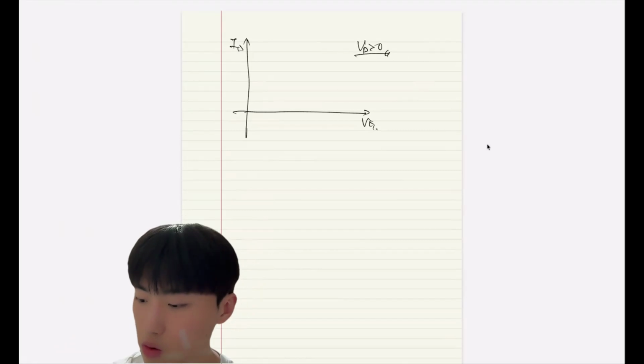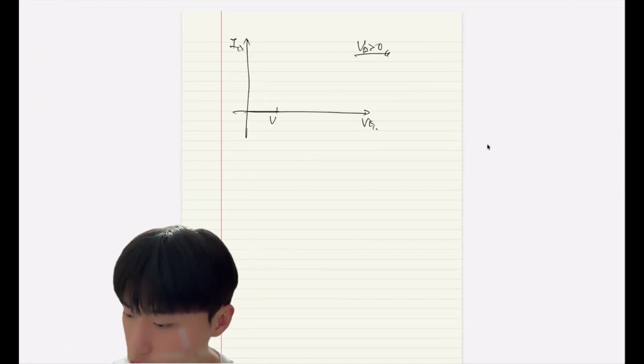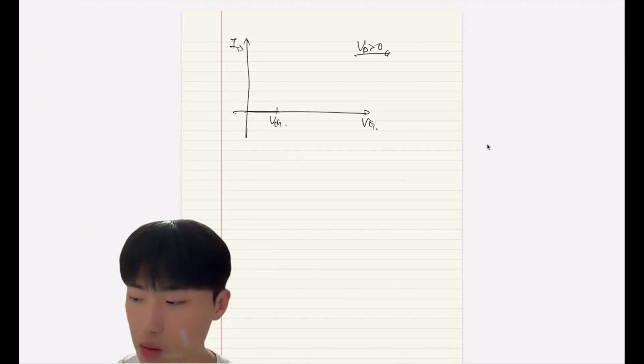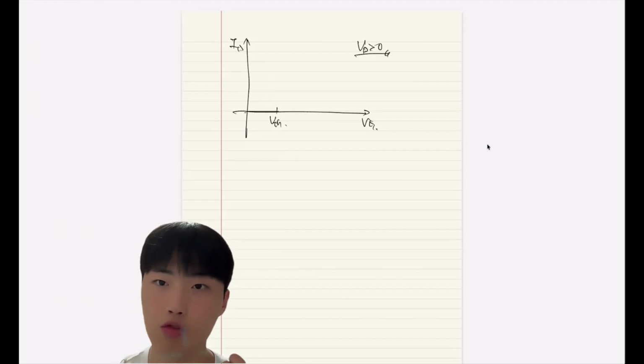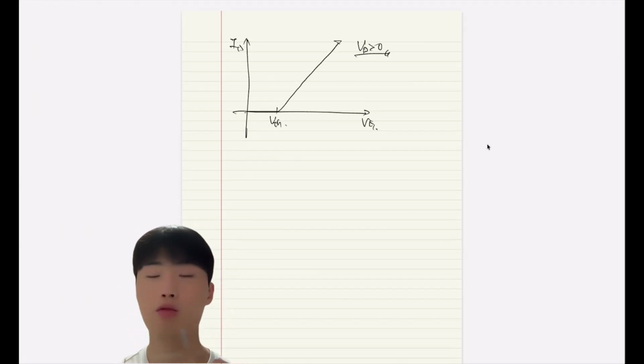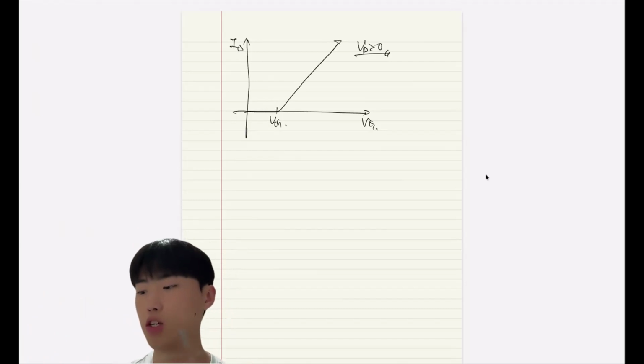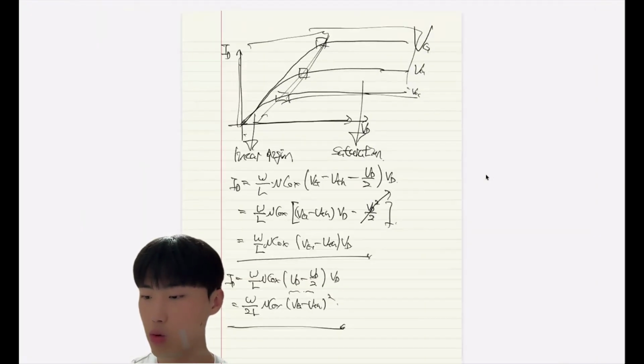So there is no current flowing, but when the gate bias is bigger than the threshold voltage, the current increases. So these are the ID-VG curve. So it was the ID-VD curve, and you should remember these two formulas.